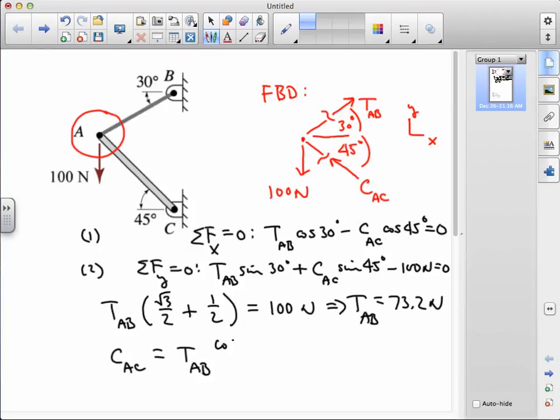Back substituting this result into the first equation gives us the compression in AC is equal to TAB times the ratio of cosine of 30 to cosine of 45. And using the value for TAB, that turns out to be 89.7 newtons. The fact that these numbers turned out to be positive tells us that we represented each force correctly in the free body diagram. You might be saying to yourself, what if I didn't know that member AC is in compression? Wouldn't I get the wrong answer?